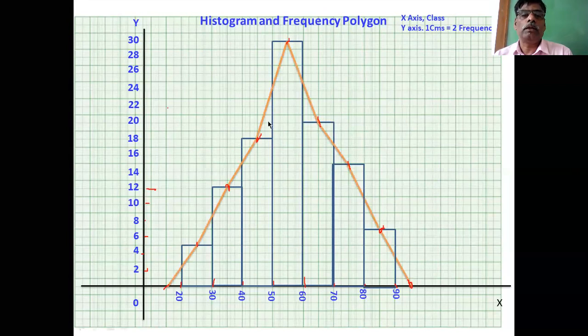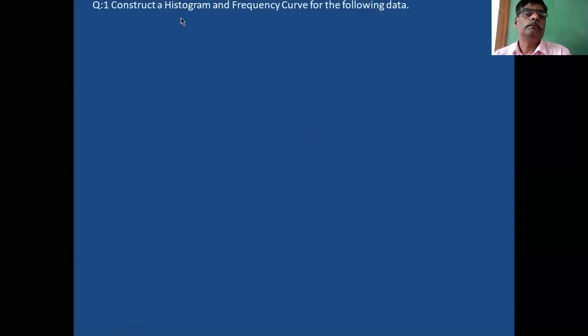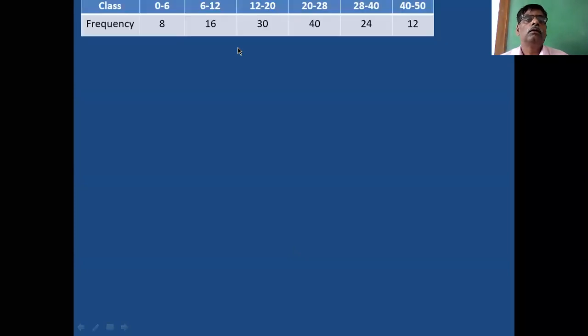This question asked for 5 marks. This much is the question asked for 5 marks. Next, you see the next example. Construct a histogram and frequency curve from the following. Okay, frequency curve from the following. You see here. This is the question.